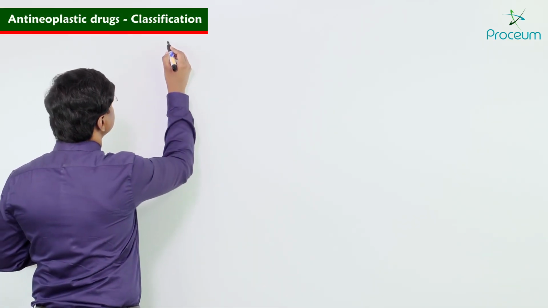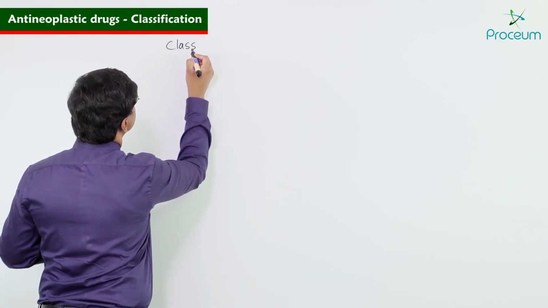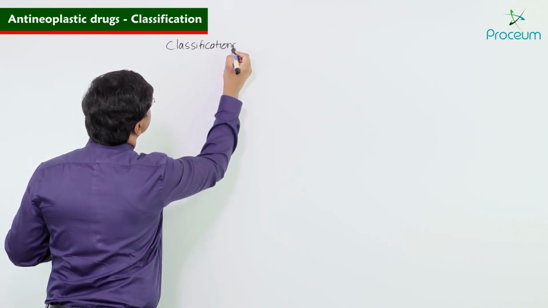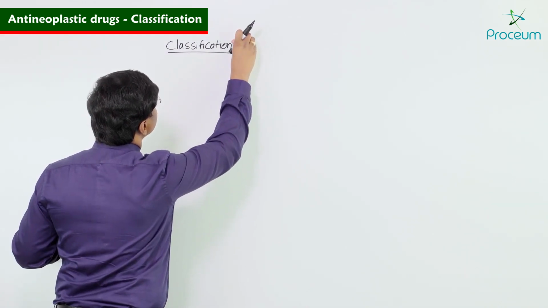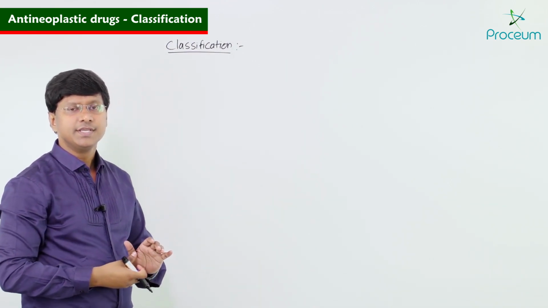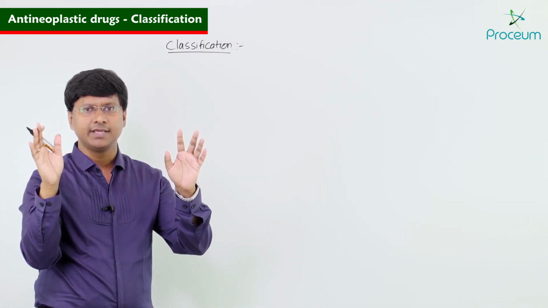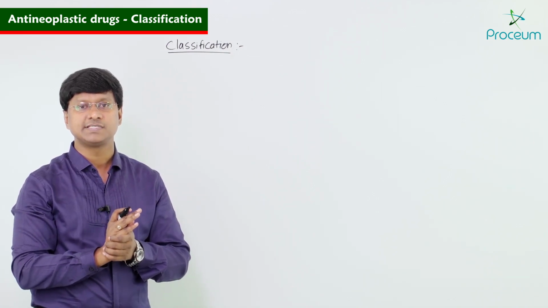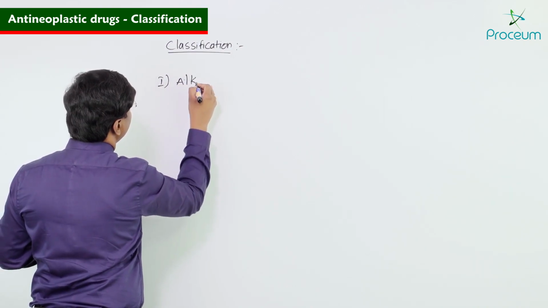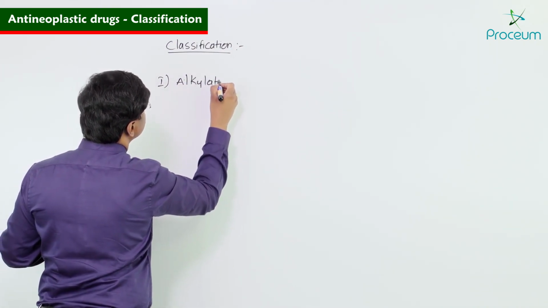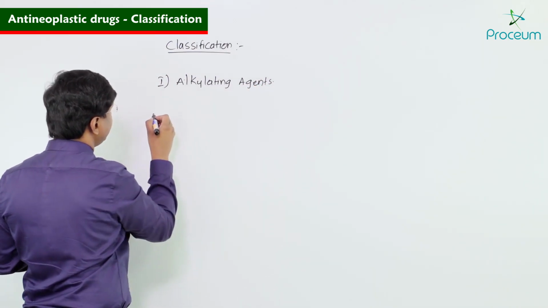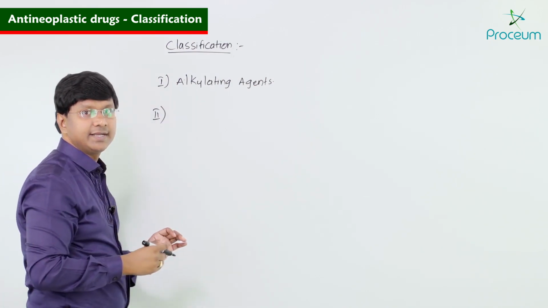Now, if you see the classification of the antineoplastic agents, let me tell you broadly what are the various classes of these antineoplastic drugs. They include, number one, alkylating agents.